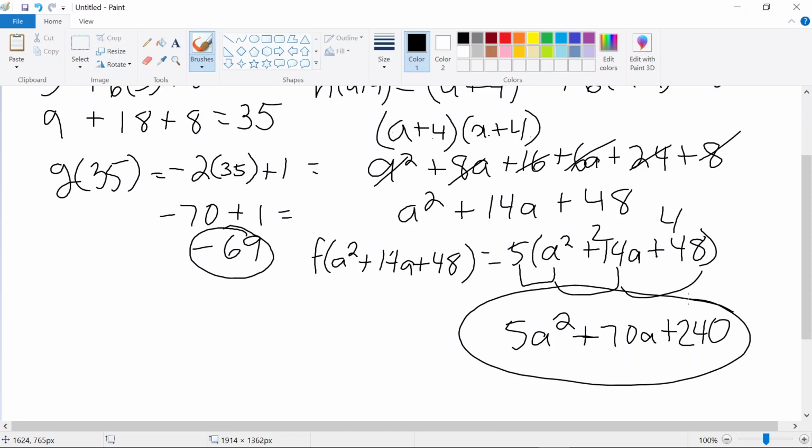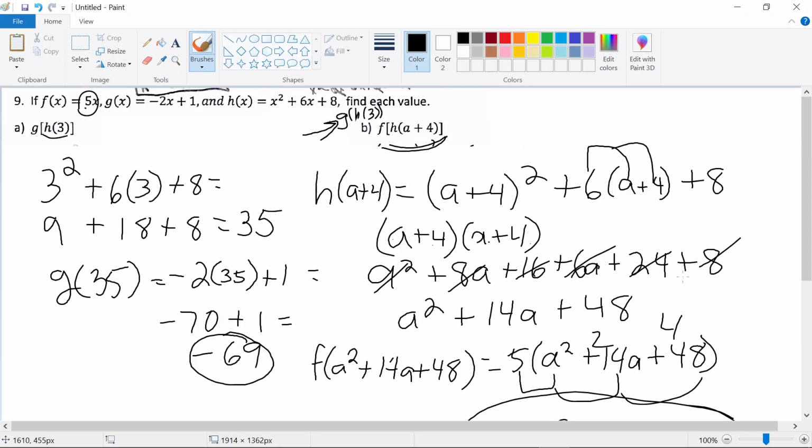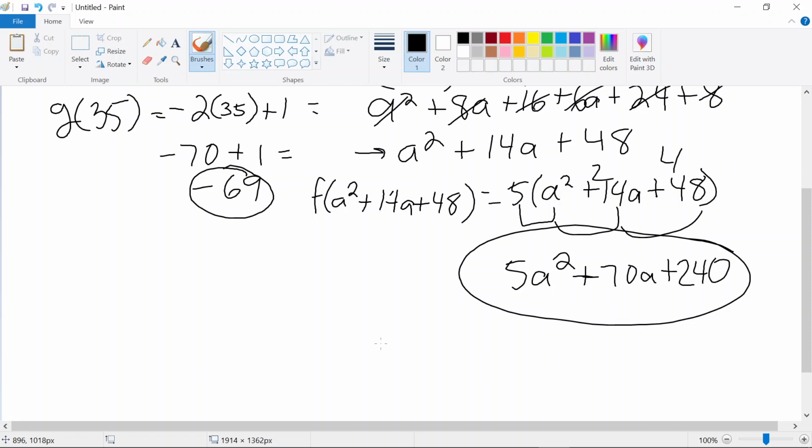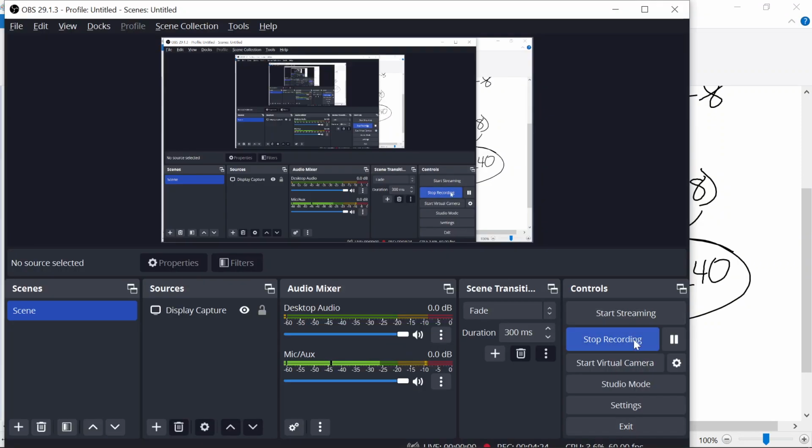So that's the answer. I go from the inside out. I did a plus 4, plugged it in for x in the h function. Then whatever that result was, which was this, a squared plus 14a plus 48, I plugged in for x in the f equation. So inside out. And that was 5 times x. 5 times a squared plus 14a plus 48, which equals 5a squared plus 70a plus 240. I was just double checking that last one. So that's it for that one.